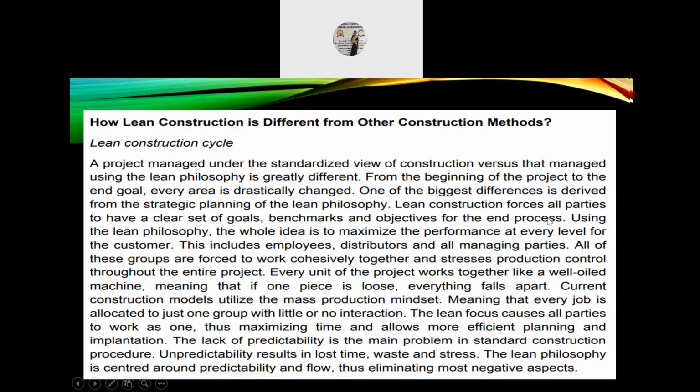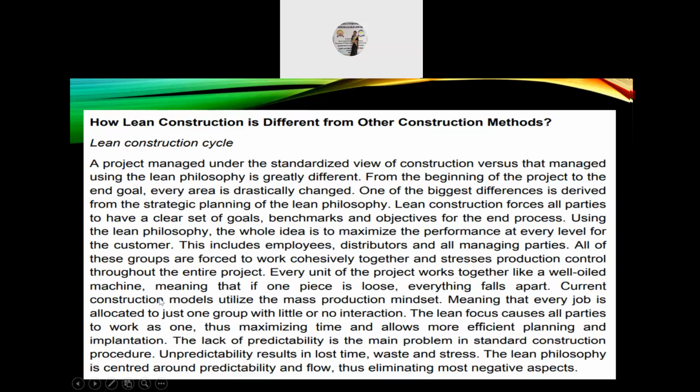So using the lean philosophy, the whole idea is to maximize the performance at every level for the customer. This includes employees, distributors and all managing parties. All of these groups are forced to work cohesively together and stresses production control throughout the entire project. Every unit of the project works together like a well-oiled machine, meaning that if one piece is loose, everything falls apart.